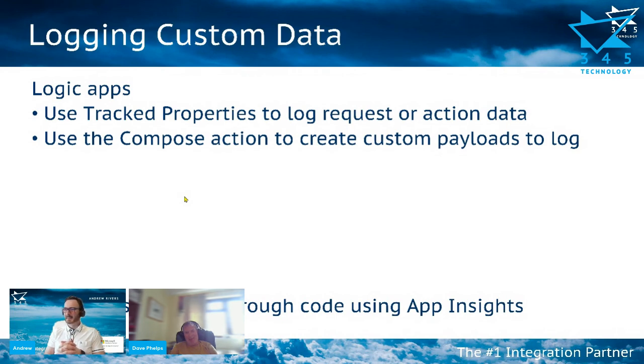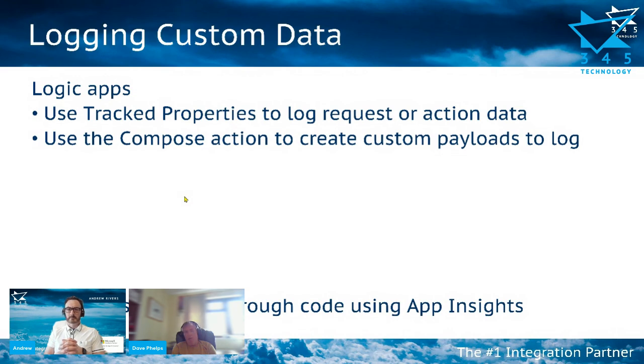Tracked properties are really useful because they allow you to log additional data that could be of use to support, for example, as Andrew said, like an order ID. But tracked properties can track two things. They can track the payload that comes into the trigger, or they can track the input and output of the action. So if you think of a SQL call, you might be taking part of the payload and sending that to SQL, and you might be getting some kind of result back. With tracked properties, you can track both of those, the input and the output.